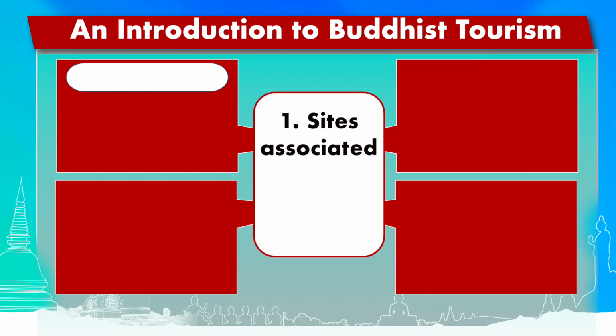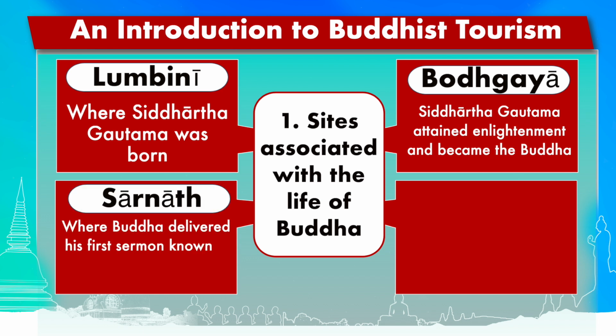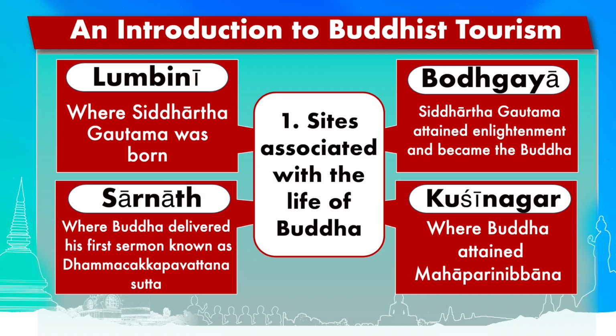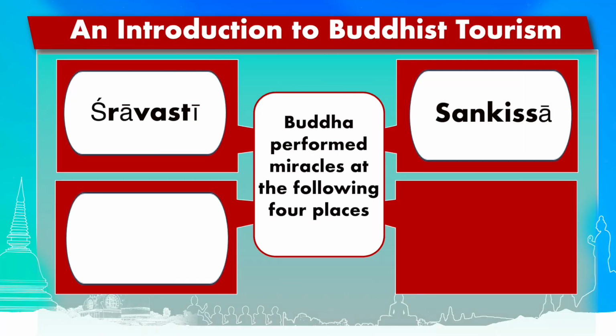This primarily includes 8 Buddhist sites related to 4 important events from the life of the Buddha and 4 sites associated with the performance of miraculous events by the Buddha. Lumbini, where Siddhartha Gautama was born; Bodh Gaya, where Siddhartha Gautama attained enlightenment and became the Buddha; Sarnath, where the Buddha delivered his first sermon known as Dhammacakkappavattana Sutta; and Kushinagar, where the Buddha attained Mahaparinirvana. And 4 places where the Buddha performed miracles, that is Shravasti, Sankissa, Rajgruha and Vaishali.